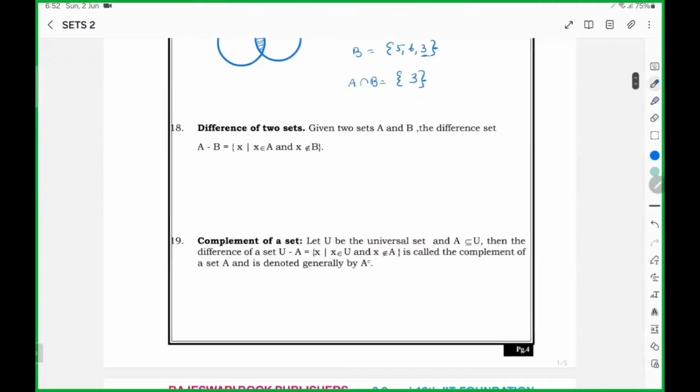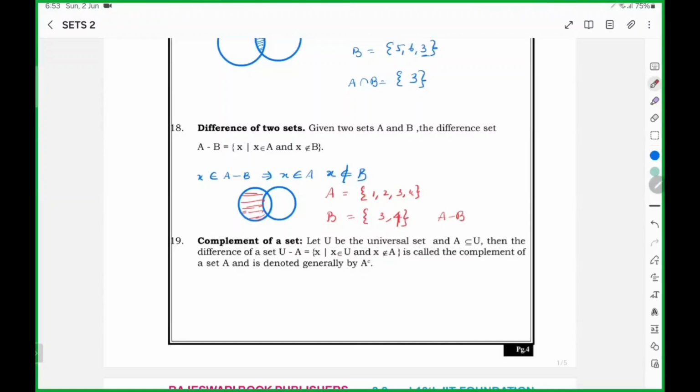Now, difference of sets. How is difference defined? It is represented with A minus B. If I say X belongs to A minus B, it means X is in A, and X should not be in B. So it should belong to A, not B. That is simply only A. If I say A has 1, 2, 3, 4 and B has 3, 4, then A minus B will be, except 3, 4, that is 1, 2.